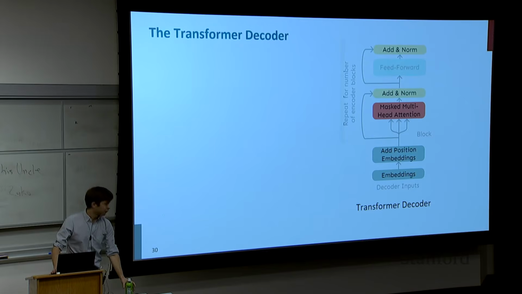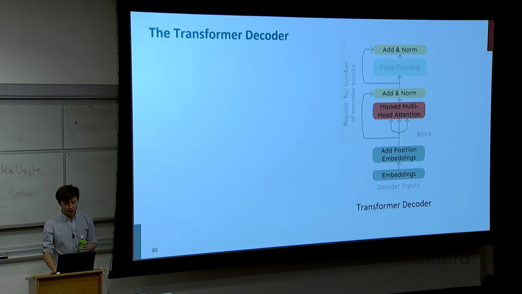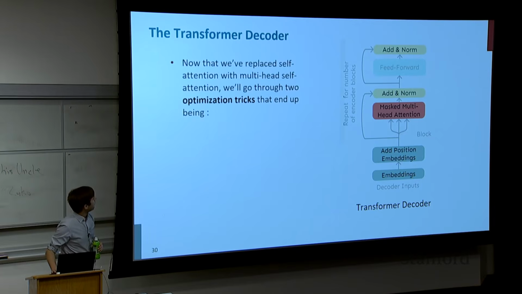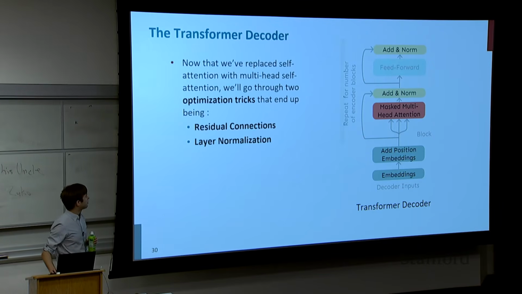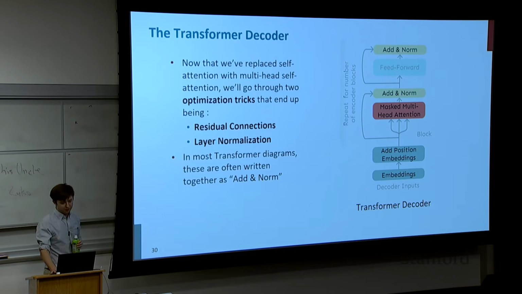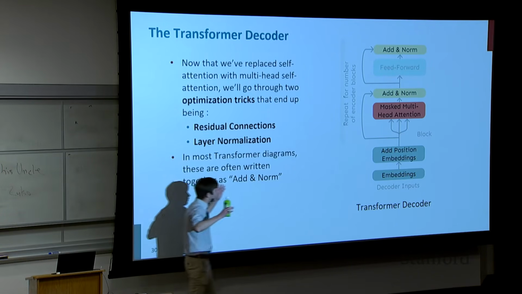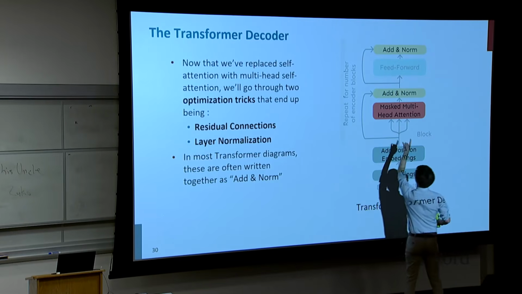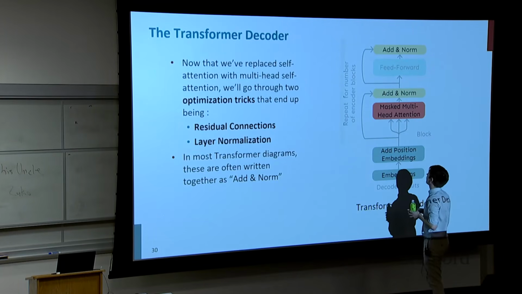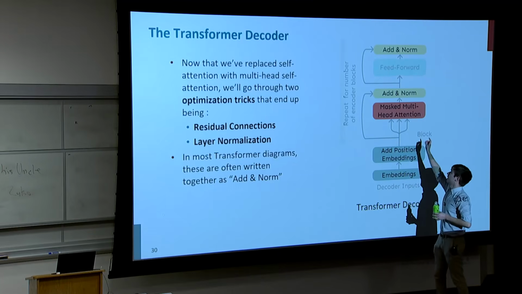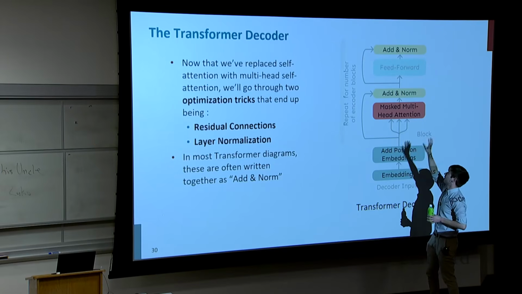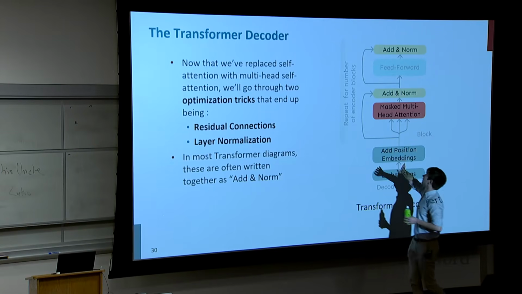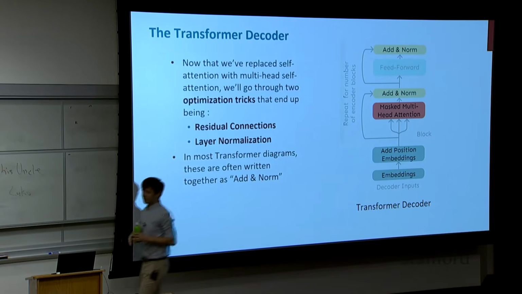Okay, so now in the transformer decoder, we've got a couple of other things that I have faded out here. We have two big optimization methods, I should say, because these are quite important: residual connections and layer normalization. In transformer diagrams that you see around the web, they're often written together as this add and norm box. In practice in the transformer decoder, I'm going to apply masked multi-head attention and then do this add and norm. Then I'll do a feed forward application and then add and norm. So this is quite important.